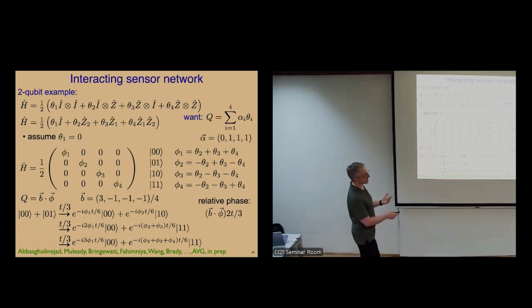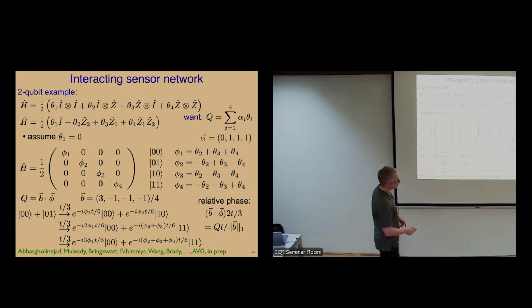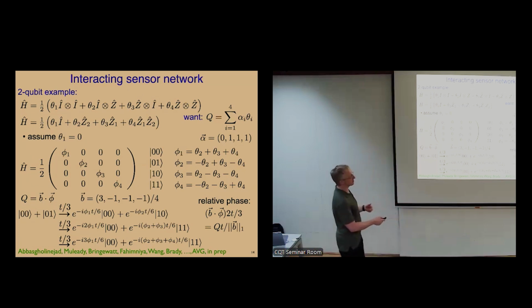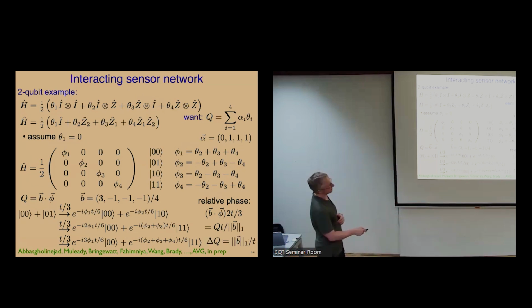So the relative phase is exactly b dot phi times some coefficient, which I can write as a quantity of interest q times t divided by the 1 norm. So the uncertainty is exactly the 1 norm divided by t, which is what I promised. So that's how it works.